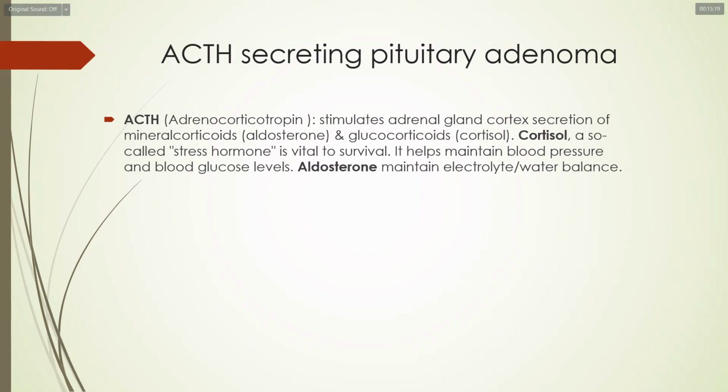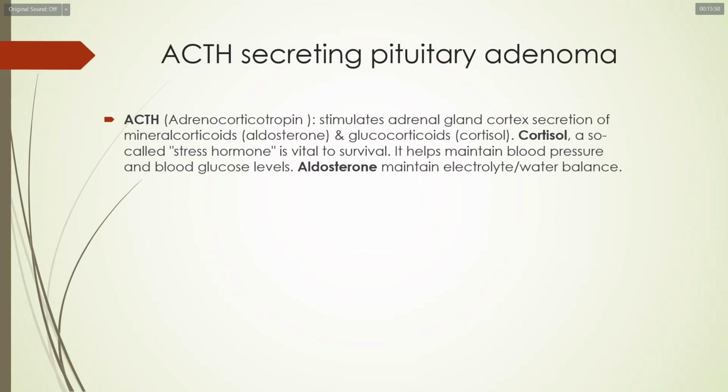We're going to talk about the adrenocorticotropic hormone secreting pituitary adenoma. The adrenocorticotropic hormone stimulates the adrenal gland cortex secretion of mineralocorticoids like aldosterone from the zona glomerulosa and glucocorticoids like cortisol from the zona fasciculata. Cortisol is a stress hormone. It's vital to survive. It helps to maintain blood pressure and blood glucose levels as it raises glucose levels in the bloodstream.